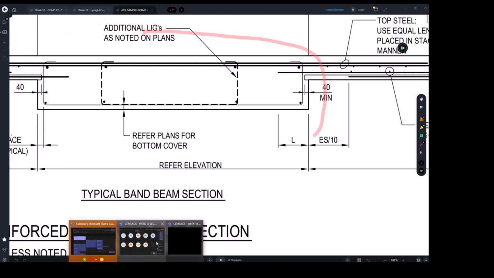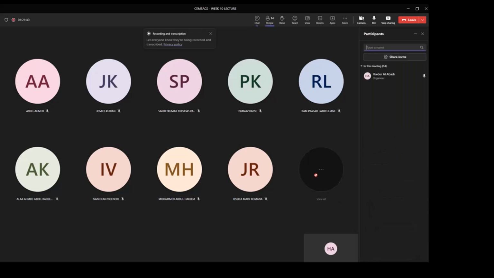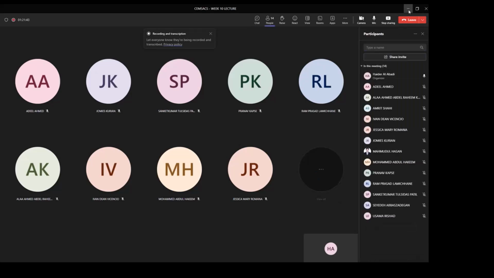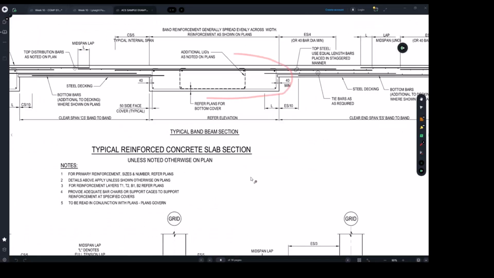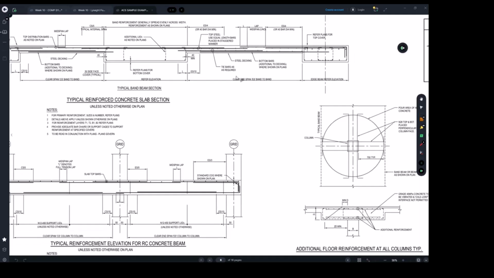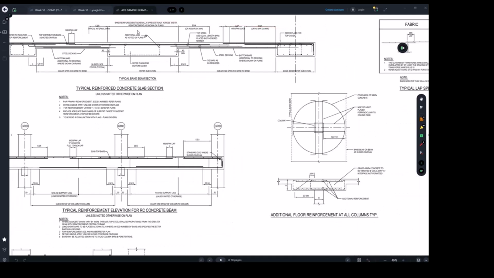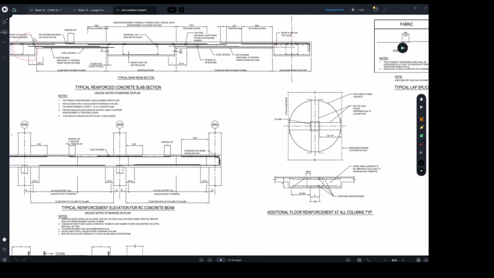I do find a limited number of students who still have difficulties actually reading the drawings, and that's very upsetting. This is just a typical cross section, which is cutting the band beam and a slab. That's what I'm asking you to do in assignment 2, but adjust it as required, because at this end you have a pile cap, and at the other end you have a pile cap.